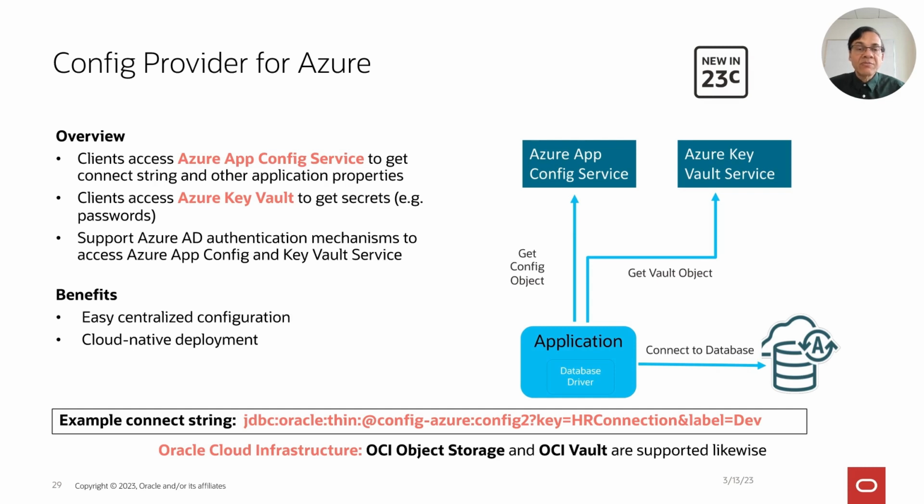In addition to the config provider for Azure, we also support a config provider for Oracle Cloud Infrastructure, where we will be using the OCI object storage for storing the connect string and other properties in a JSON document, and OCI Vault for storing secrets like passwords.